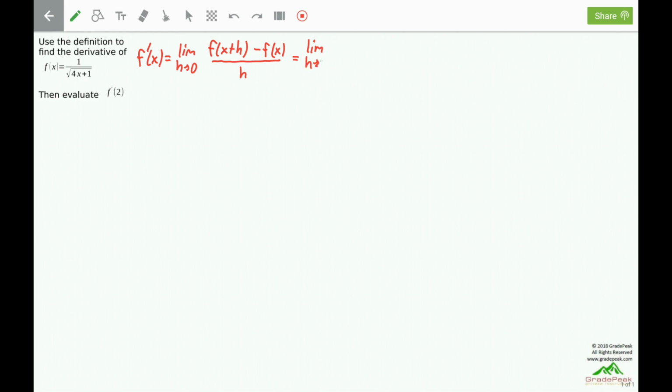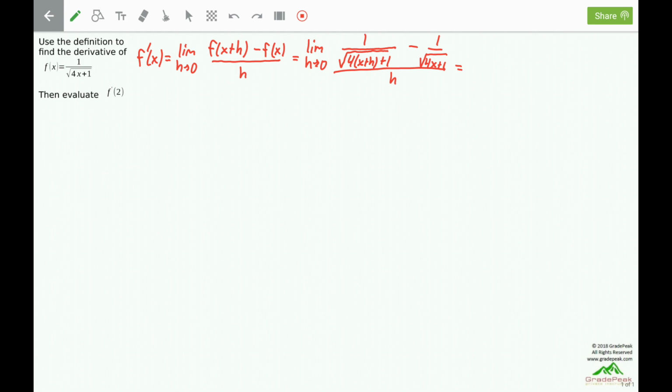The next thing to do is to formulate f of x plus h, which means to take f of x, 1 over the square root of 4x plus 1, and replace each x with an x plus h in parentheses. 1 over the square root of 4x plus h plus 1. We're going to subtract from this f of x, 1 over the square root of 4x plus 1, and then all of this is divided by h.